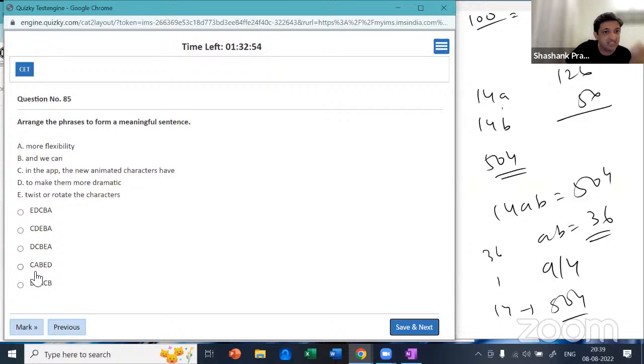Not really. C, D is not right. C, A. In the app, the new animated characters have more flexibility. Okay, and we can twist or rotate the characters. Yes, to make them more dramatic. I think this is fine.